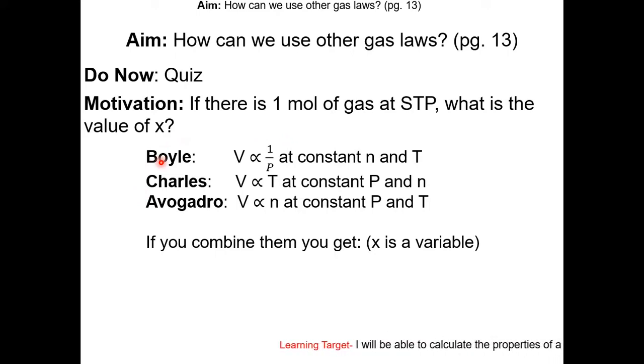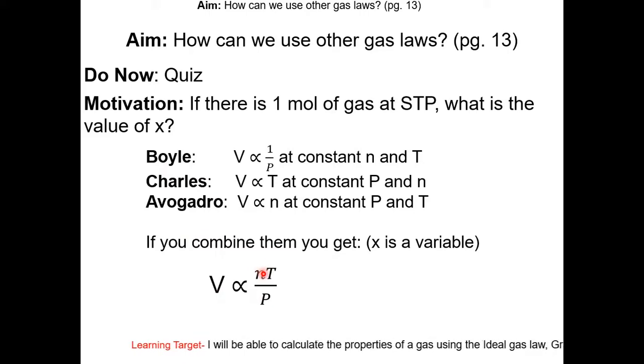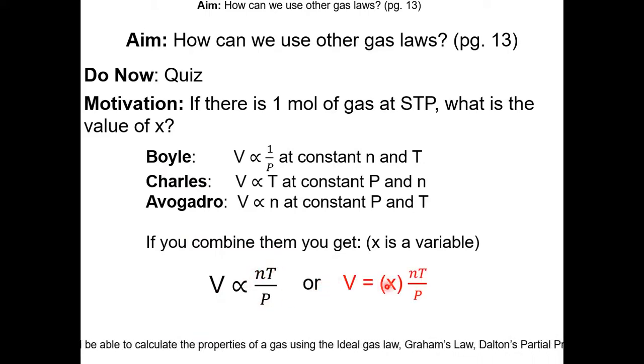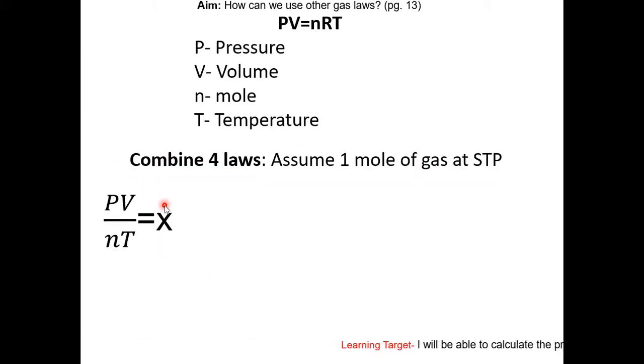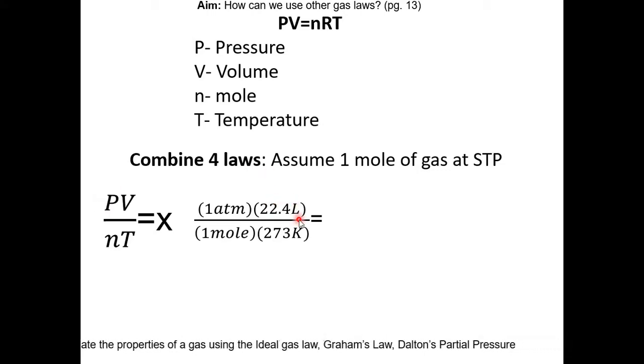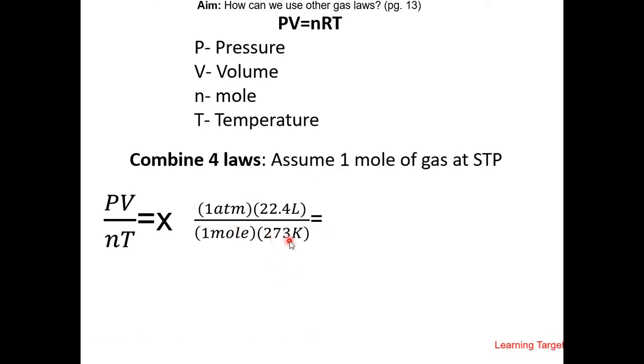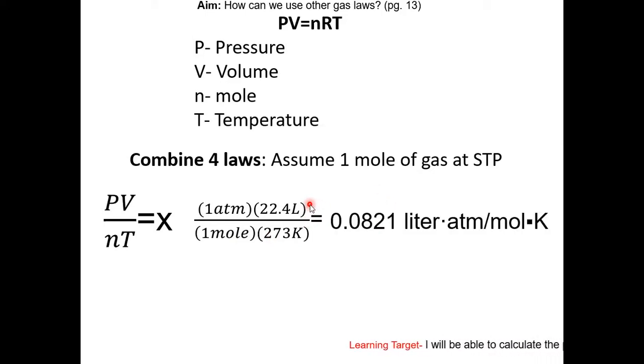If we combine them, we'll get the relationship V is proportional to n times T over P, or V equals X times nT over P. X is a constant. Assuming we have 1 mole of gas at STP, what is the value of X? We can move X by itself on one side. Assuming 1 mole of gas at STP, P is 1 atmosphere, V is 22.4 because 1 mole of gas takes up 22.4 liters of space at STP, there's 1 mole, and the temperature is 273 Kelvin at STP. X is equal to 0.0821. This is known as the gas constant.